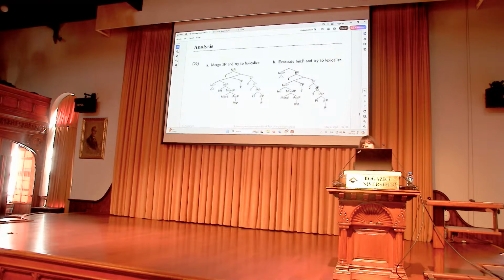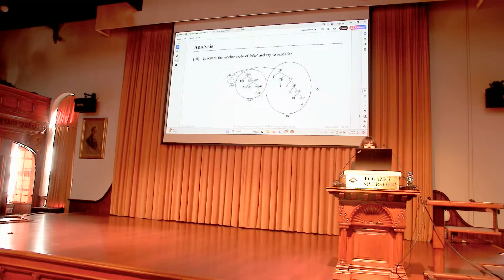Also doesn't work. There's nothing that looks like this. So we evacuate the mother node of init p, and then when we try to lexicalize, you'll see that we get the big tree that you saw earlier for ULF on the very right. So that was Suno's earlier, but when we evacuated yapıyor, and it will look like that, and it will turn into ULF.